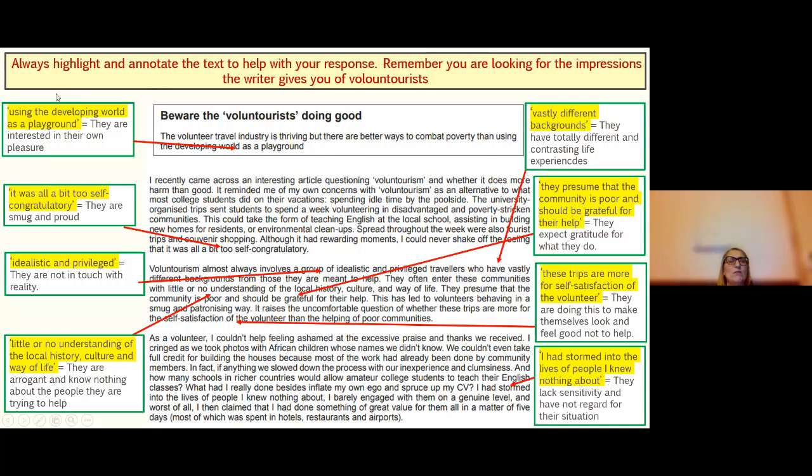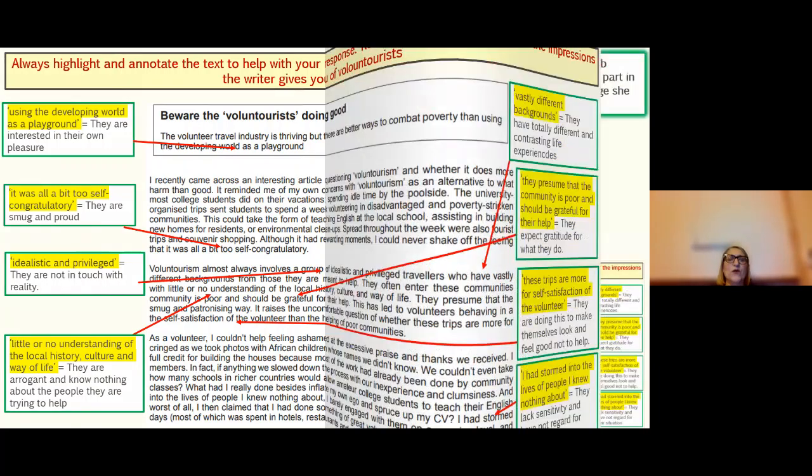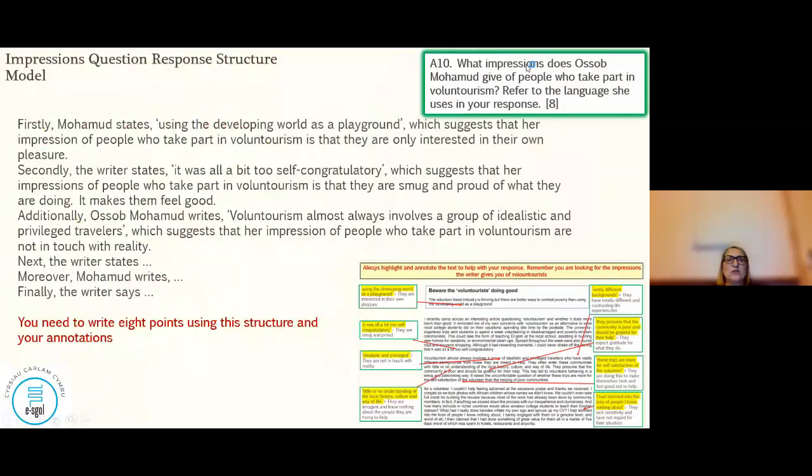So at least when I'm writing up my response, I know that when I use that quotation there, "using the developing world as a playground", this is what it suggests, that they're interested in their own pleasure. So it makes it much more simple when I'm writing up my response. So I'm going to give you an example response here.